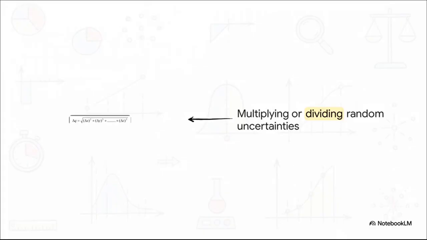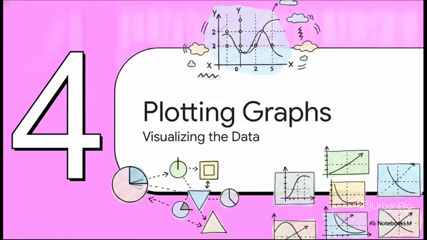But wait, what if you're calculating volume by multiplying length, width, and height? Well, when multiplying or dividing, we use a totally different propagation rule. Here, you take the fractional or percentage uncertainties of each measurement, square them, add them up, and then take the square root of that sum to find the final error margin. This ensures the proportional weight of each error is correctly carried through your math. Pretty clever, right? On to Section 4, plotting physics practical graphs.